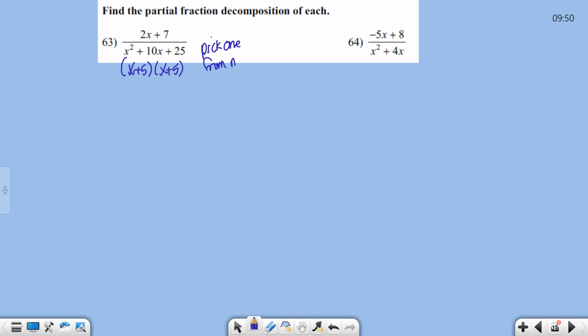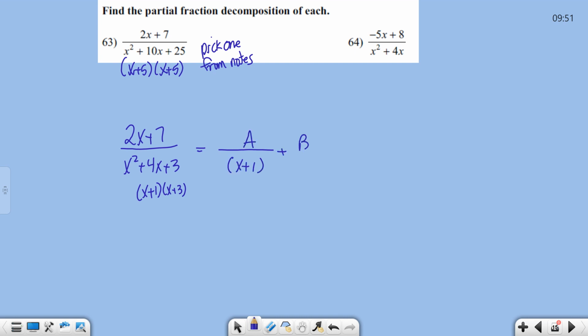from the notes to practice that you didn't do or that you know you did right and you can try again and get it. So you want it to look like 2x plus 7 over an x squared plus a 4x plus a 3, so that when you factor it, you'll have 2 different factors. I just want you to see it that way. So you'd put something over the first factor plus something else, the a over the b over your second factor. And remember, the order of those doesn't matter, okay?